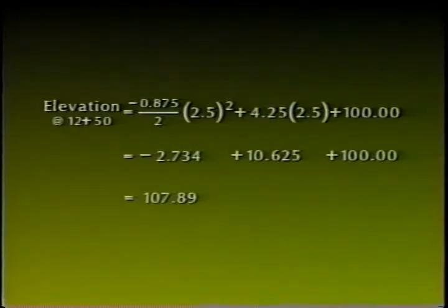For example, let's say the station at the BVC of our curve is 10 plus 00, and the elevation is 100 feet. The elevation at station 12 plus 50 would equal minus 0.875% divided by 2 multiplied by 2.5 squared, plus 4.25 times 2.5, plus 100 feet, which equals 107.89.